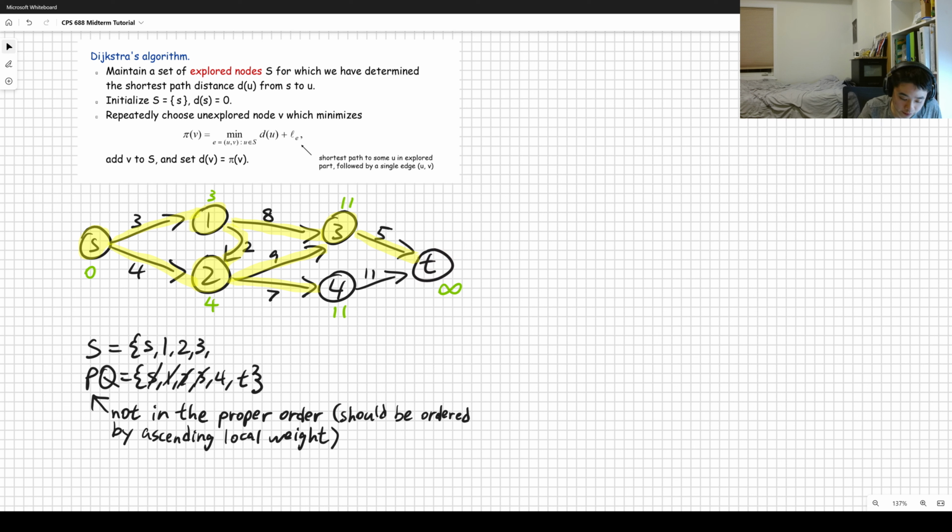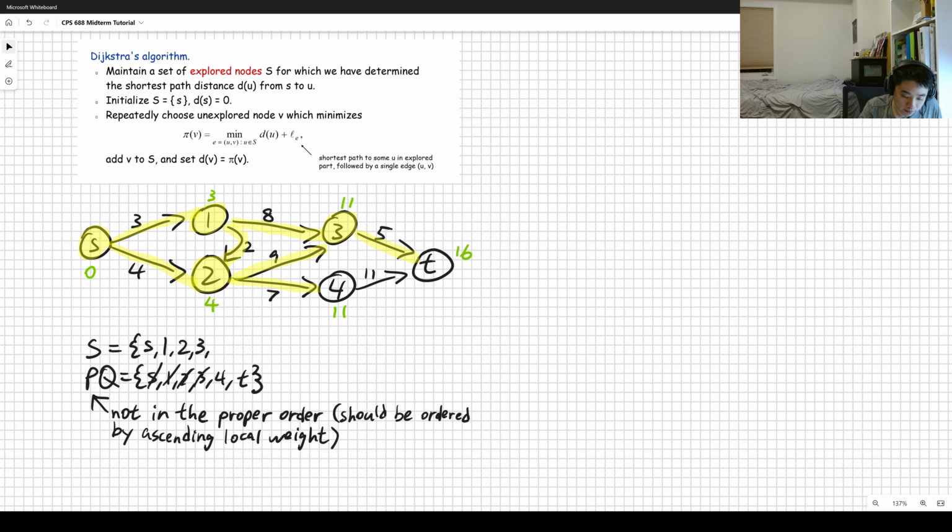So from 3 to T, we have 11 plus 5, which is 16. And that's less than infinity, of course. So we're gonna give T for now the total weight of 16.